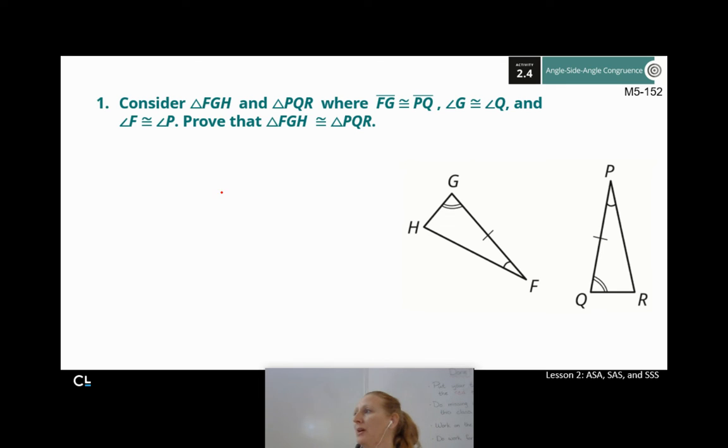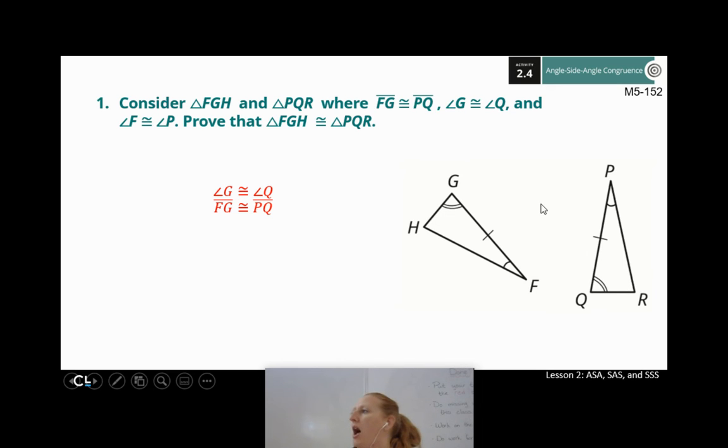All right, so I'm going to write down what I know. I know a whole bunch of things, right? I know angle G is congruent to angle Q, so I wrote that down. They have it marked. They gave that to us. What else do I know? Ooh, I got a side right here. GF is congruent to side PQ. I wrote FG, but that's all good. These two sides are congruent to each other.